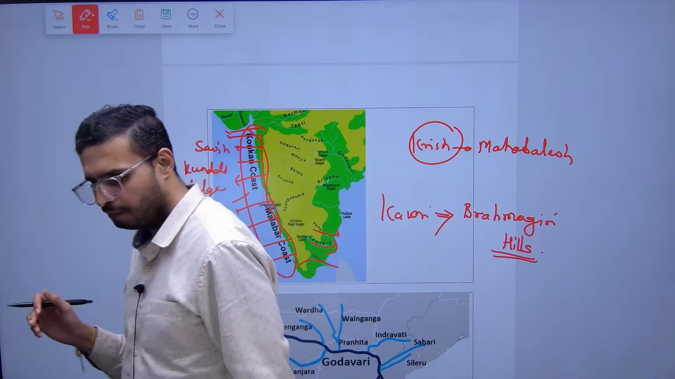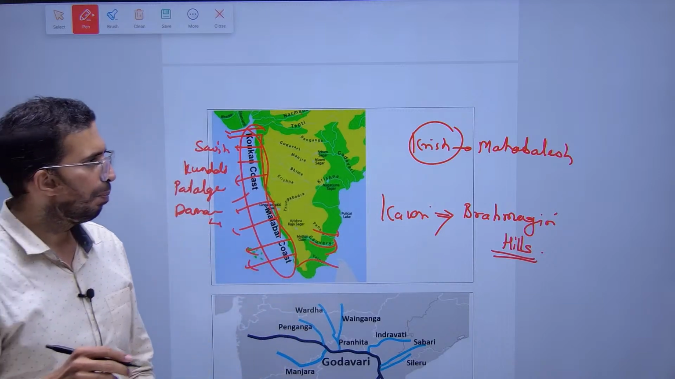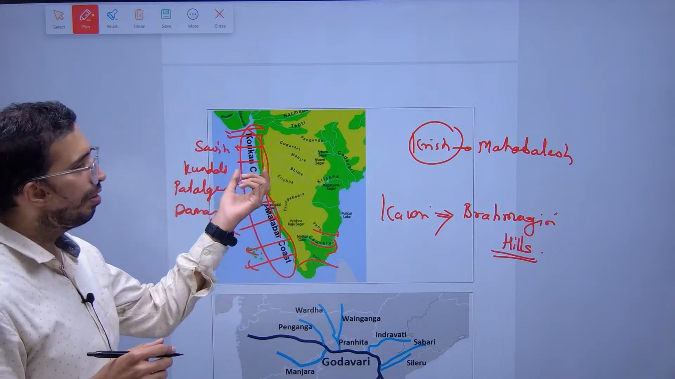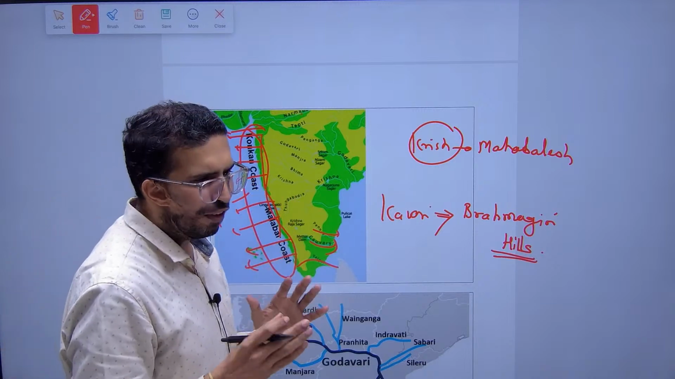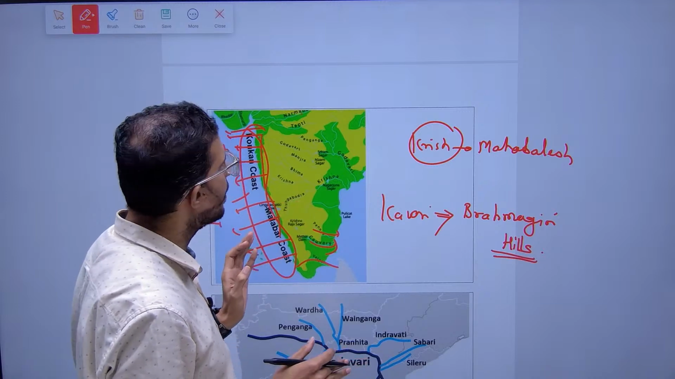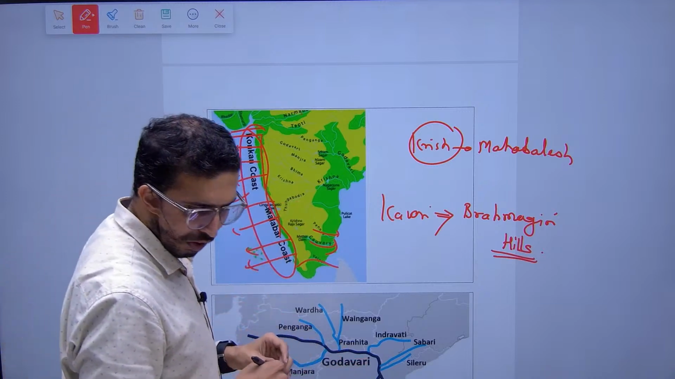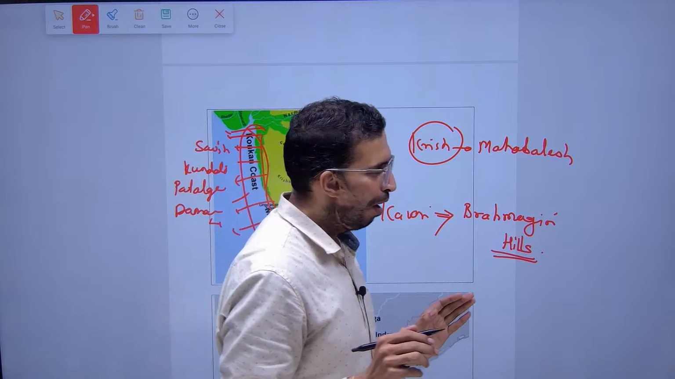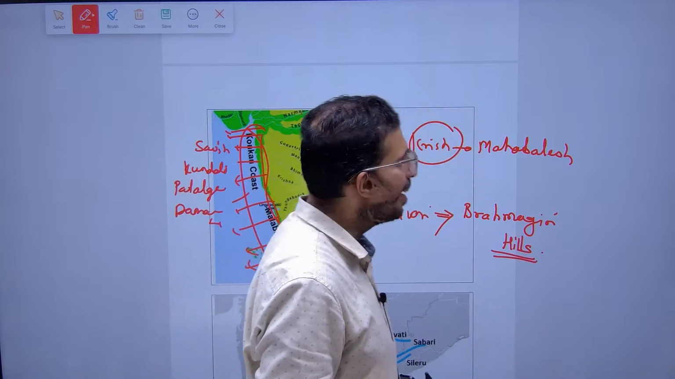Yes, Krishna. Though the Krishna is a major river and has its origin in Maharashtra, we have a small basin in Maharashtra because most of it is in Karnataka. Alamatti Dam, there is always the Alamatti Dam issue between Maharashtra and Karnataka.